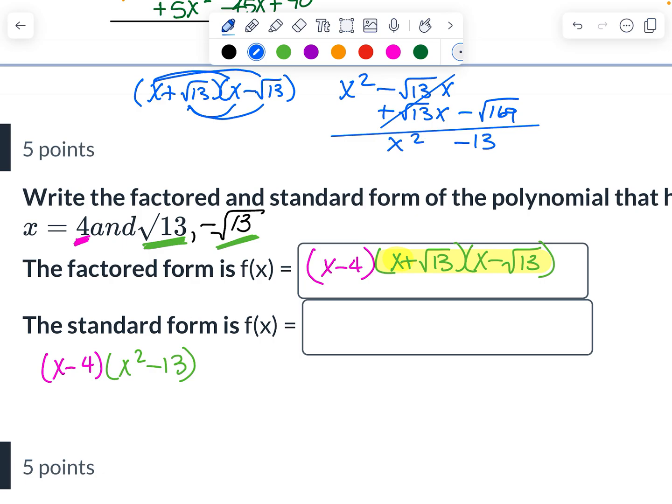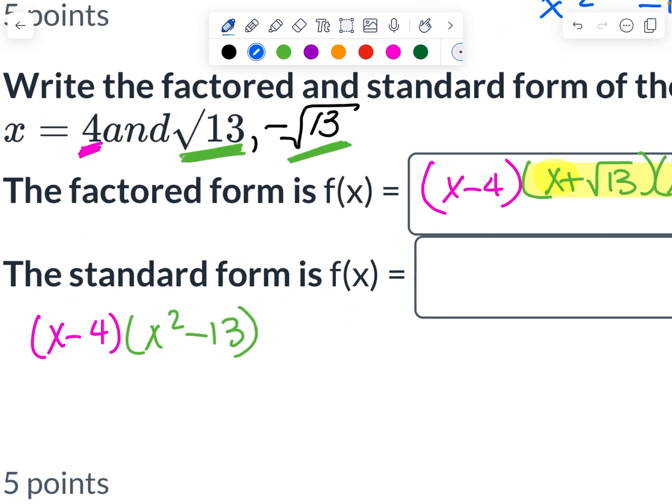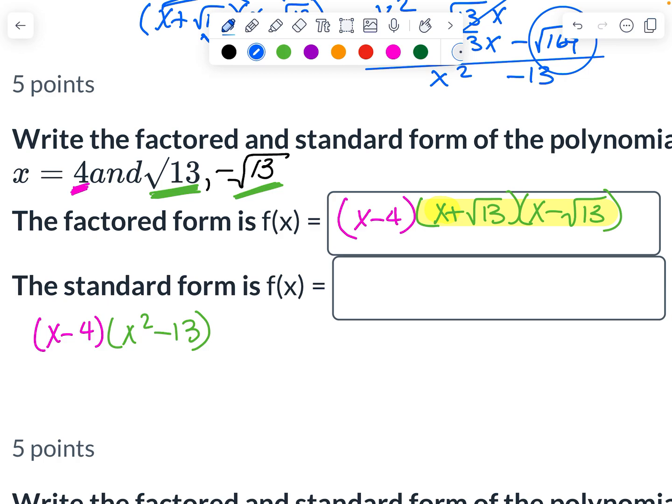Okay? I would never write negative radical 169. I would just write negative 13. I like to think radical 13 times radical 13 is 13. I don't even do the 169 in my head. But at any rate, now we have this. So now we're going to multiply these together.